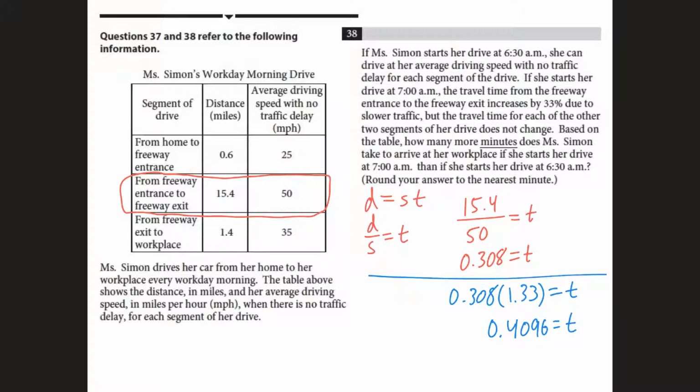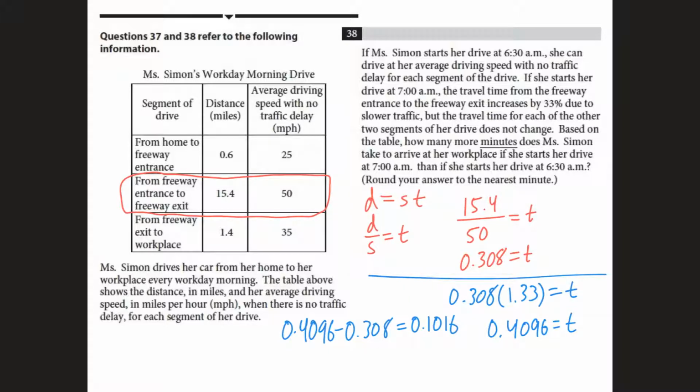And then we want to know how many more minutes it takes. Well, it's going to be the difference. So I'm going to take 0.4096 minus 0.308, and I'm going to get 0.1016. Okay, that's in hours.